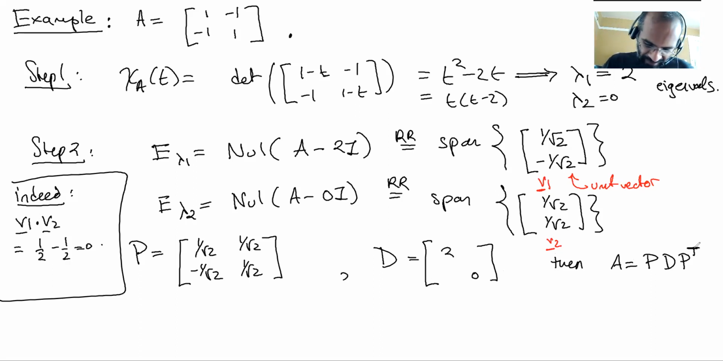So by the way, does anybody recognize this matrix here? Can anybody tell me what this matrix does? Can you describe it in words? Rotation by negative pi over 4. Yeah, rotation by negative pi over 4, right? Because cosine of negative pi over 4 is 1 over root 2, and sine of negative pi over 4 is minus 1 over root 2. So this matrix is actually rotation by negative pi over 4.